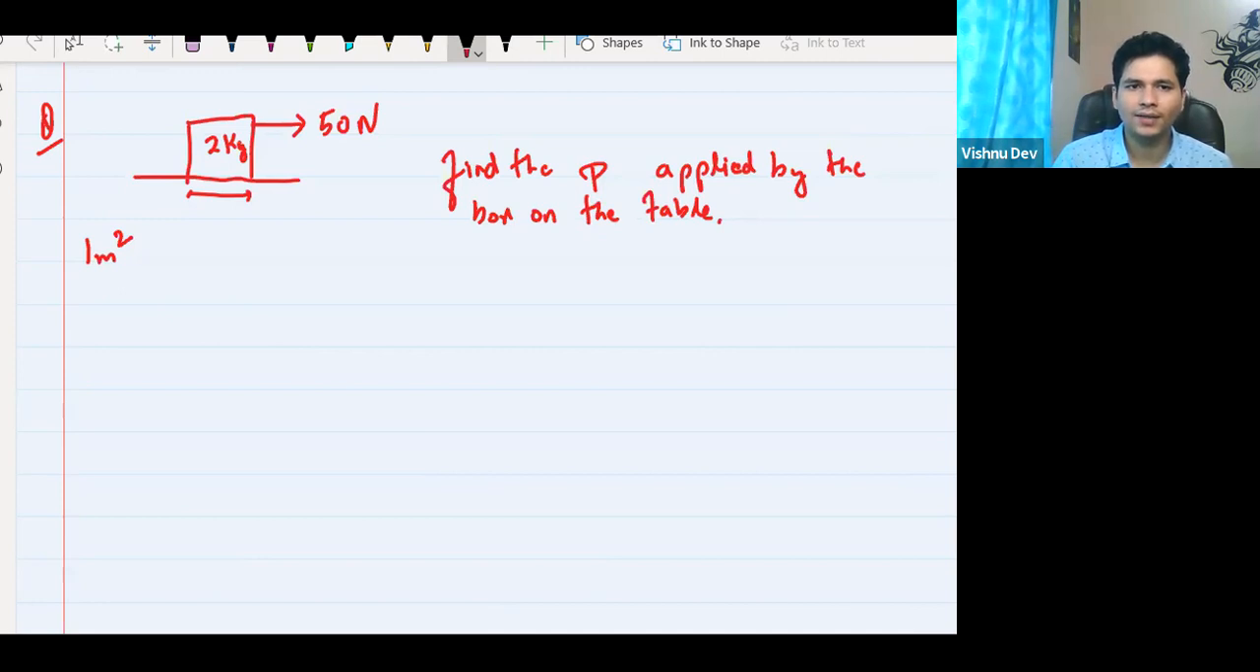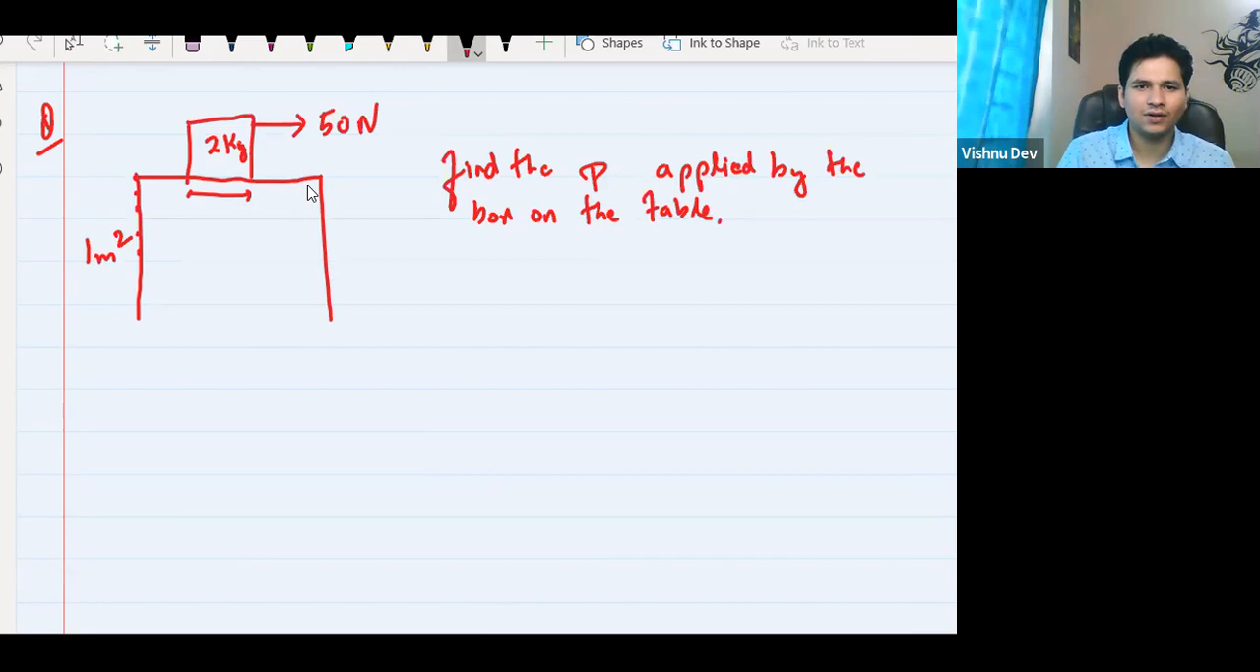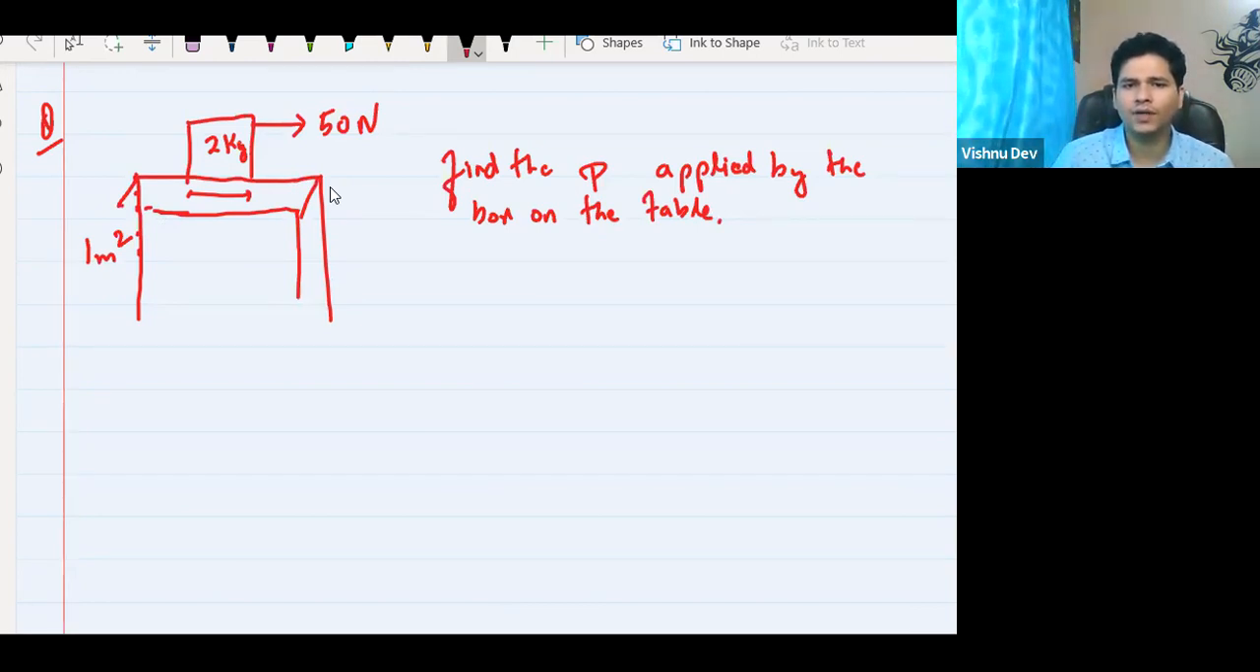Think about it, guys. Let us see how many of you give the correct answer, how many of you give the wrong answer. This is the table. This is the surface of the table, right? Tell me. N is the unit of Newton, right?